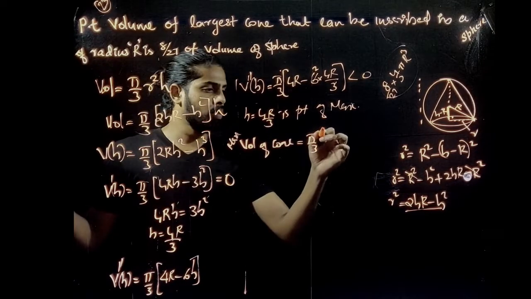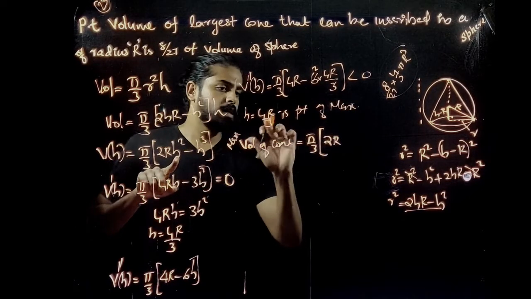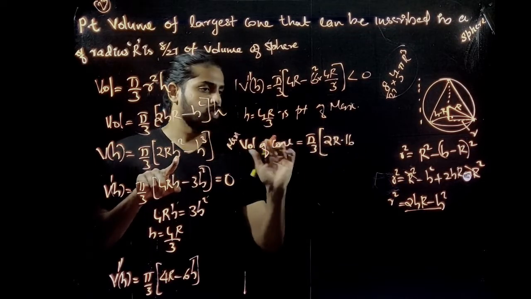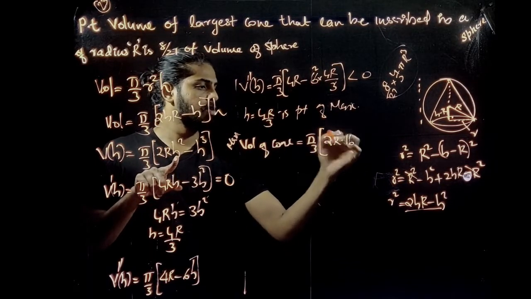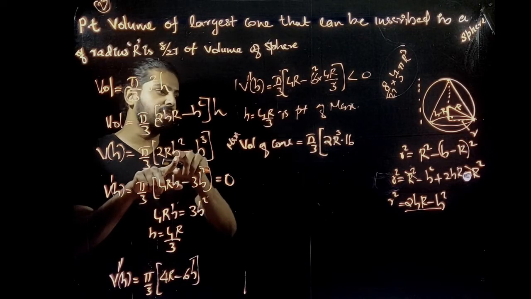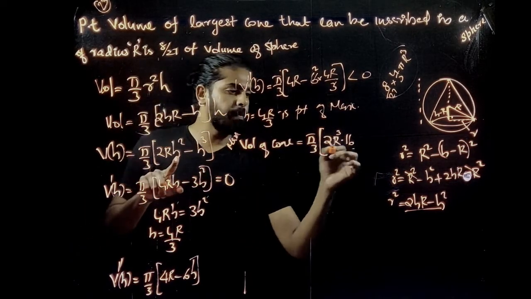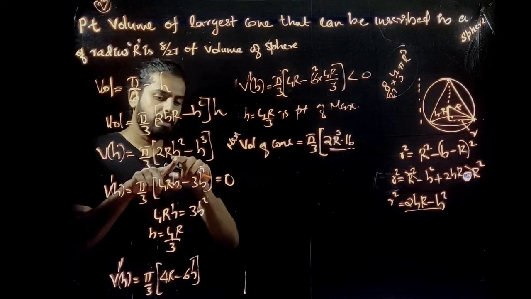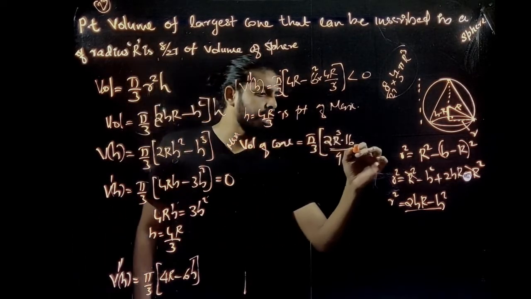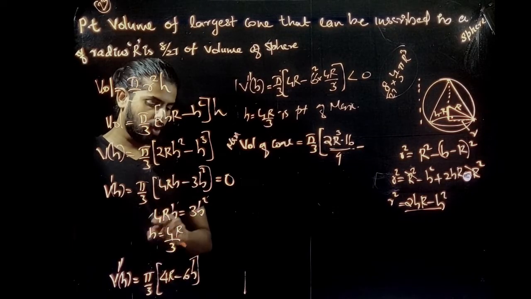So pi by 3 into 2r, and instead of h square you can write the square of this, which is 16 r square. I am substituting here 4r by 3, so 4 square is 16, 16 r square. There was already an r, that's why this becomes r cube. So divided by 4 square, 4r by 3 whole square, so the denominator will be 9. Minus h cube. H cube means h is 4r by 3, so the cube of this.